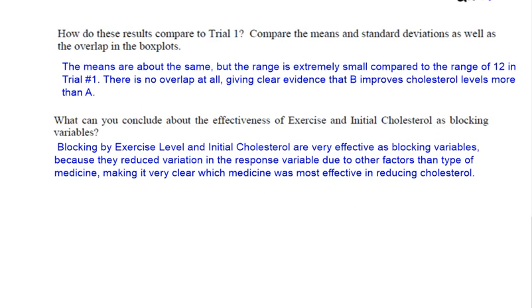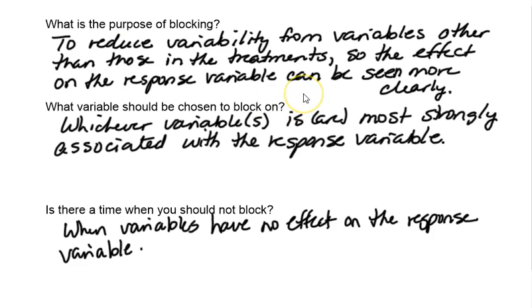So what is the overall purpose of blocking? It's to reduce variability from variables other than those in the treatments, so the effect on the response variable can be seen more clearly. The treatments here were which medicine they got. We wanted to see the difference in their cholesterol improvement based on medicine alone. So by blocking by cholesterol and exercise level, we eliminated those two variables from influencing the response variable. We eliminated them because we only compared people with similar exercise levels and cholesterol levels, so anything we saw should have been due only to the medicine.